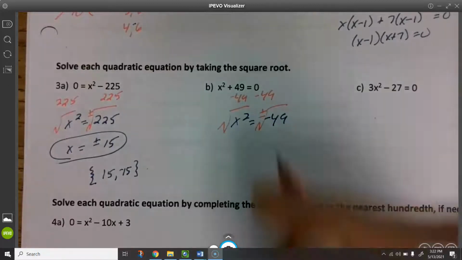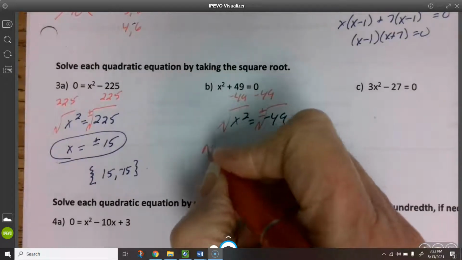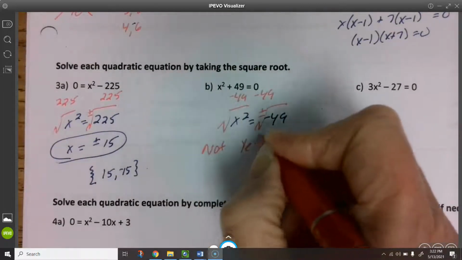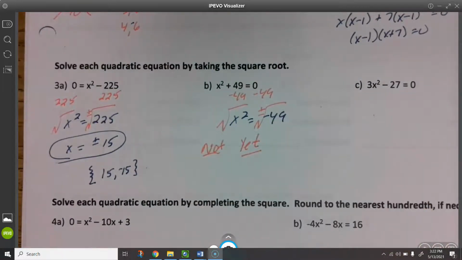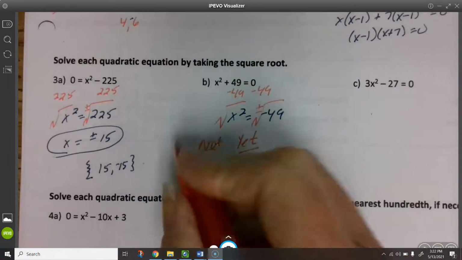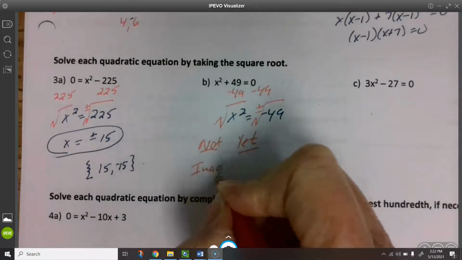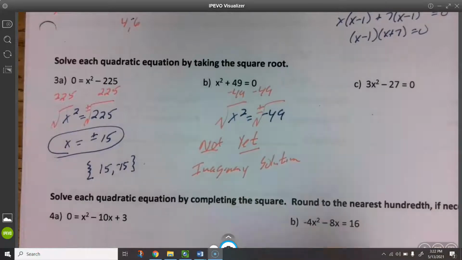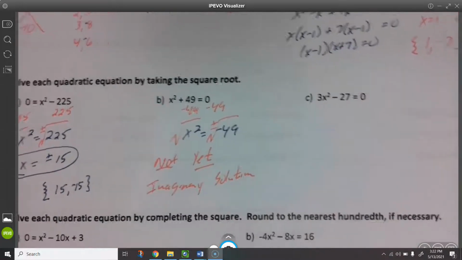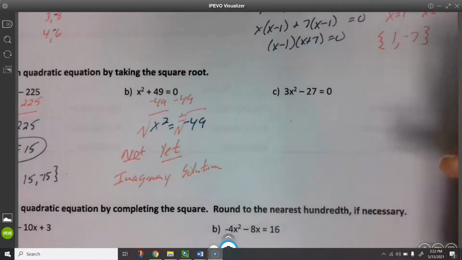So what we're going to say is, not yet. We can't find a solution. Okay? Not yet, or it's an imaginary solution. We could put that in there, because we have not learned about how to solve imaginary numbers yet. Good. Okay, C. Try it on your own.